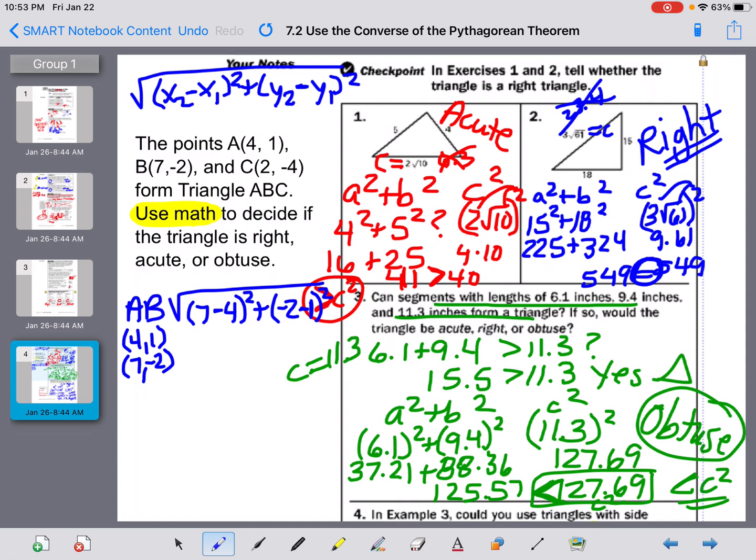Don't forget, it doesn't matter which is your first and second, as long as the x's go together and the y's go together. 7 minus 4 is 3. Negative 2 minus 1 is negative 3.